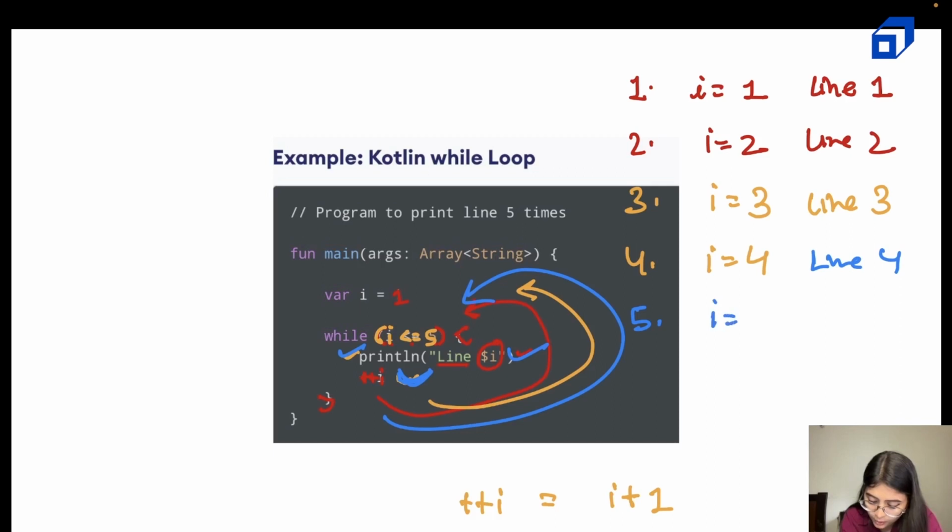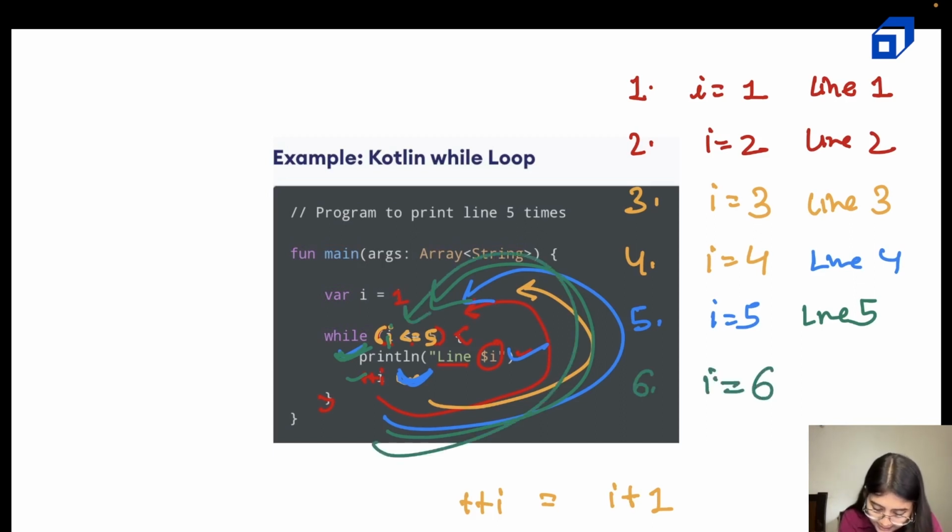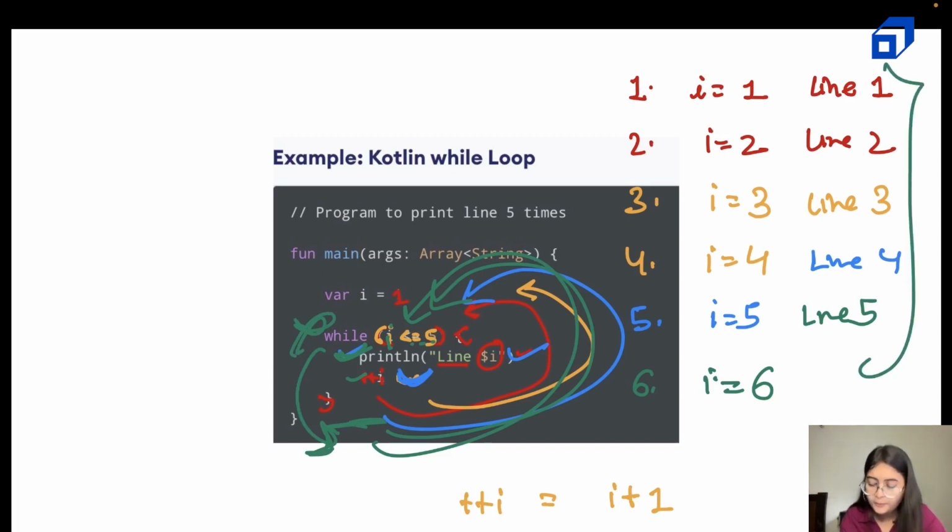I will be now equal to 5, and again I will come here and check, is 5 less than or equal to 5? Obviously it is equal to. So I'll come and execute this line. So it will be line 5 and then plus plus i. So now the value of i is equal to 6. I'll again check, is 6 less than or equal to 5? No, the condition is now not true. So I'll come out of this while loop. I'll execute the line of code which is just after the while loop, right? That's it, you are done. So the output of this piece of code will be line 1, line 2, line 3, line 4 and line 5.